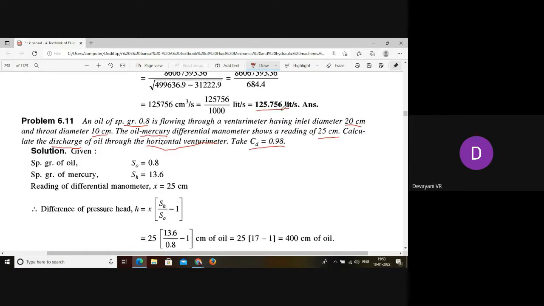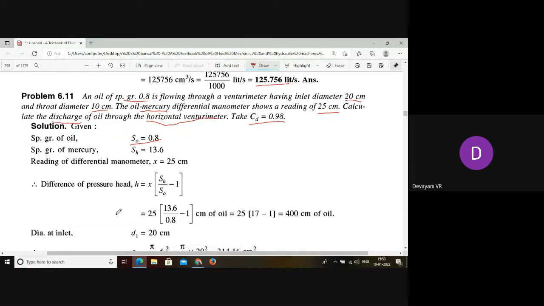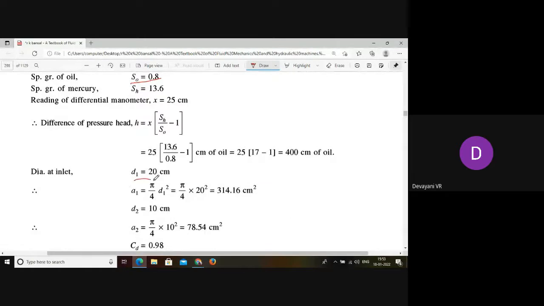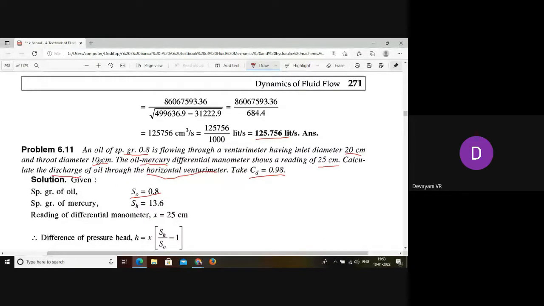Right? So let's write the given data. They have given the specific gravity of oil as 0.8, and then the inlet diameter, the convergent diameter D1, is given as 20 centimeters. From that, the area can be calculated as A1 equals pi D1 square by 4, and D2 is given as 10 centimeters.